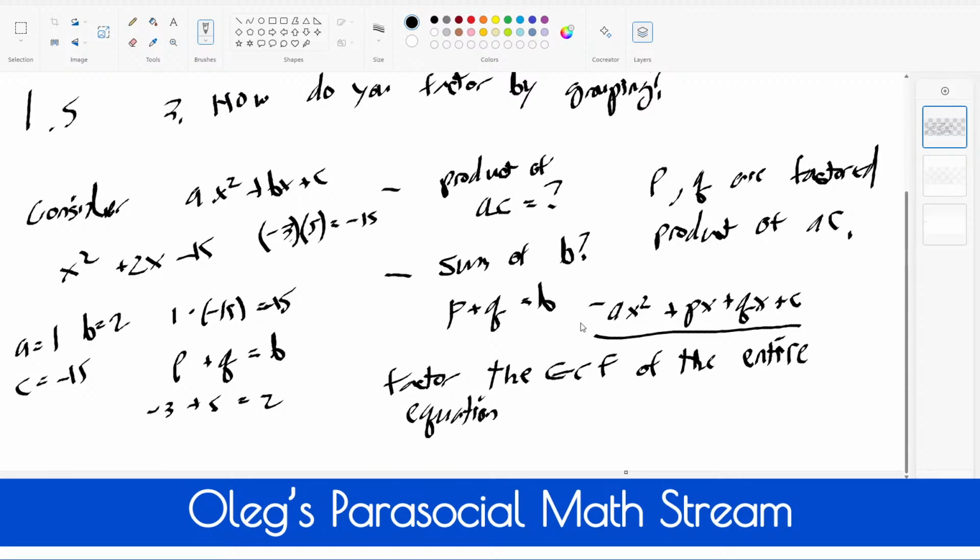And then we have to factor the entire thing. So A is right here, and we have x squared plus, what is our P? Negative 3x, plus Q is 5x, plus, what is C? Negative 15.